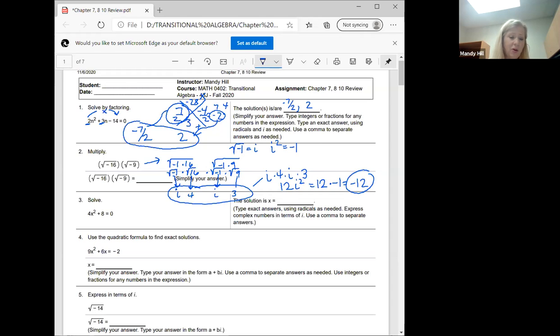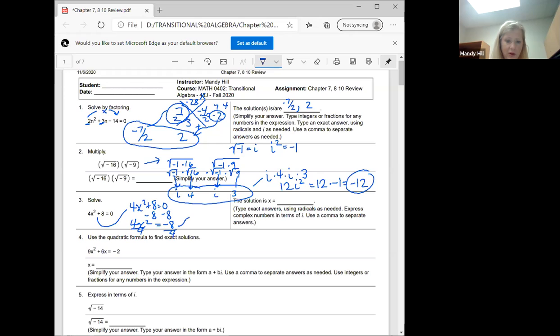Like this is saying to solve this. To solve this particular type of quadratic, we can just use algebra. So we could subtract 8 from both sides of our equal sign. We would get 4x squared is equal to -8. We would divide by 4.